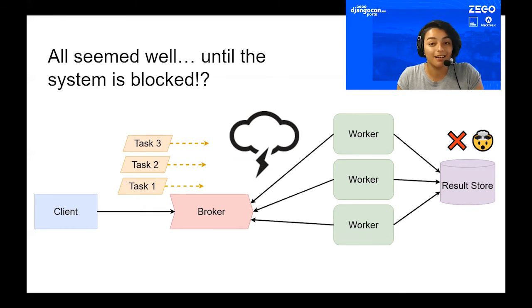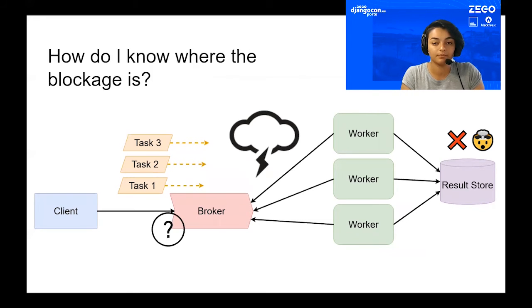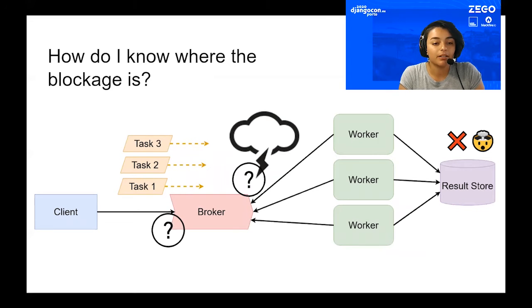This was not a good situation to be in. The pressure was on to fix the downtime in our system. So we could see that the tasks were being sent by the client, but where could the blockage be? Was it in the broker? Were the workers not picking up the tasks? Were the workers themselves failing in some way?